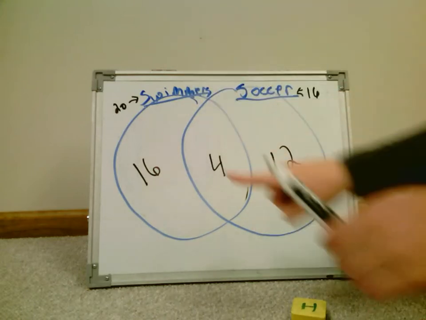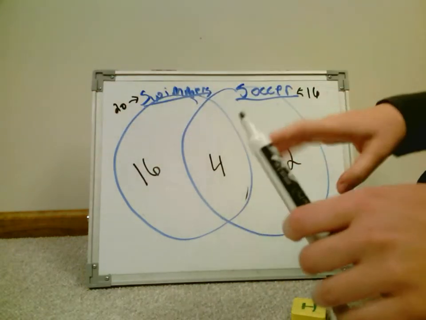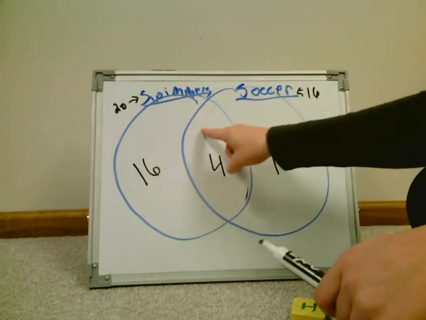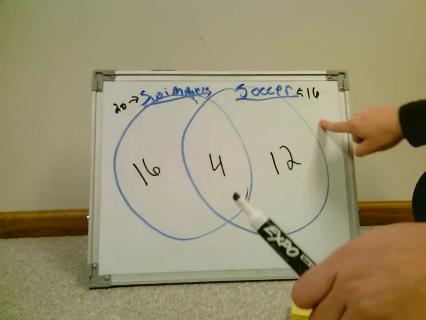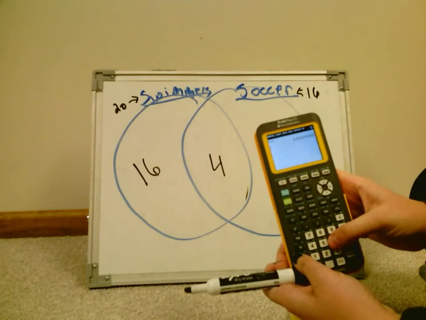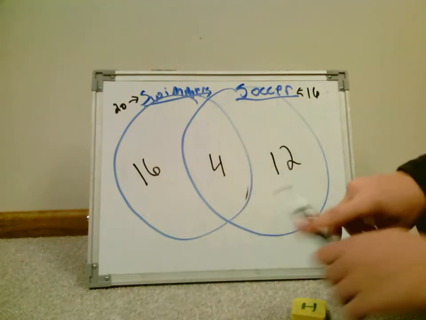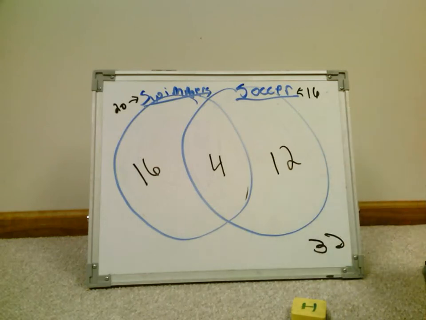Be careful here, because it's very tempting to say, oh, 20 swimmers, 16 soccer players, I have 36 people. But you have to keep in mind that 4 people were in both the swimming and the soccer category. So actually, if I go through and do my 16 plus 4 plus 12, that gives me a total of 32 people that were surveyed.